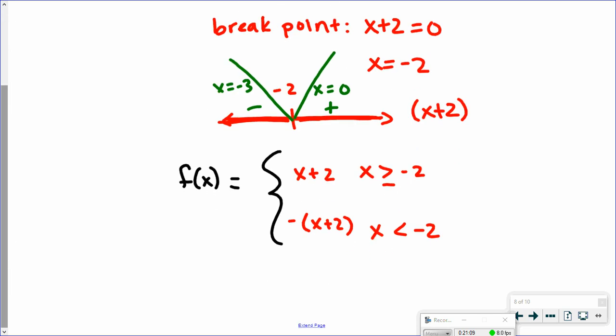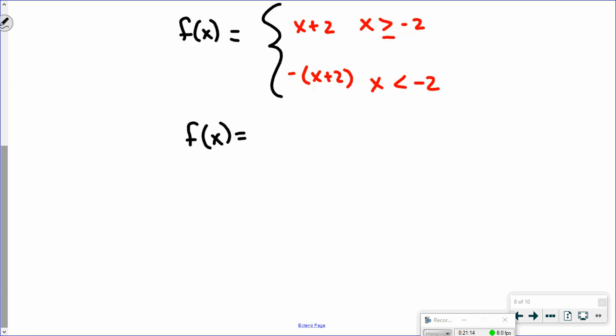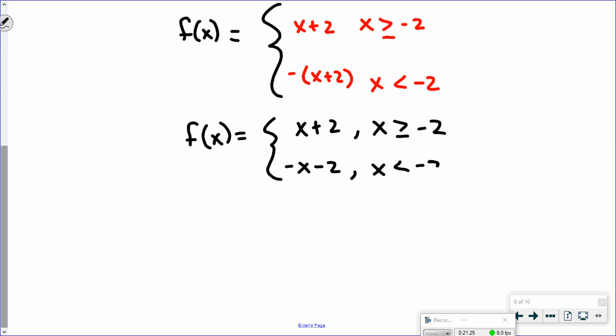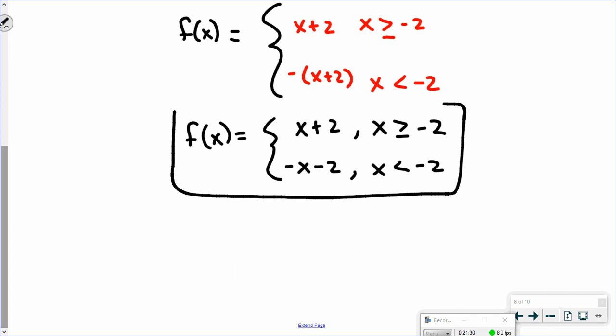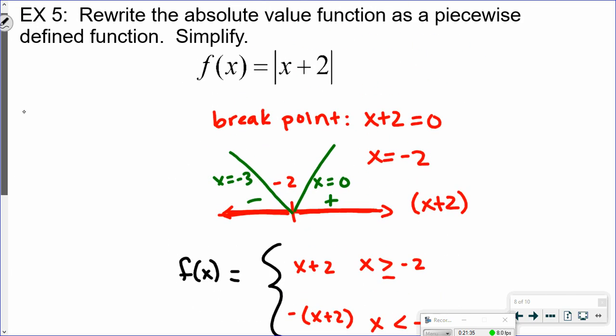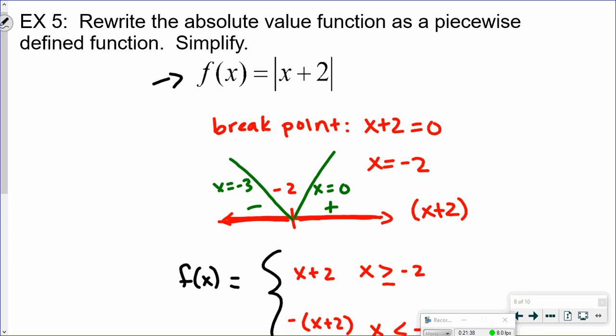Okay, I do need to simplify this a little bit. So this is x plus 2, for x greater than or equal to negative 2. What I mean by simplify is distribute that negative. And there is my piecewise function. The graph of this piecewise function and the graph of this absolute value function are the exact same. I'm just rewriting it in a different way. Instead of writing it as an absolute value function, I'm writing it as a piecewise function.